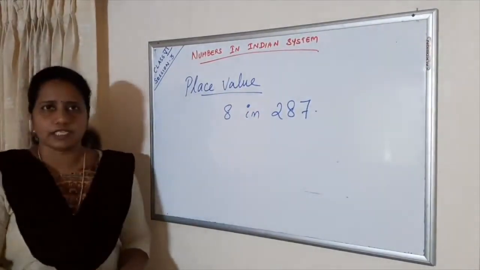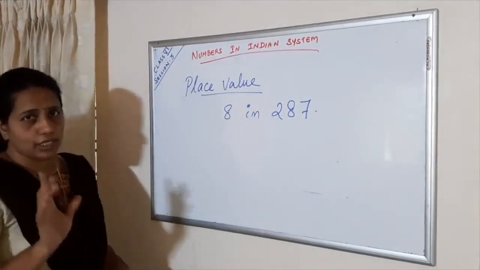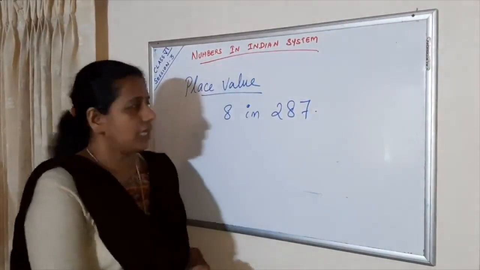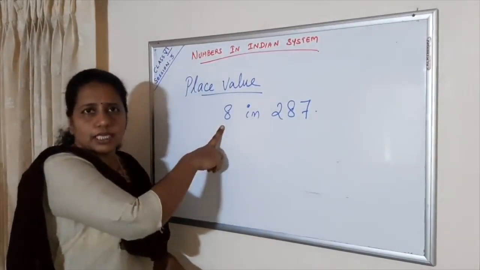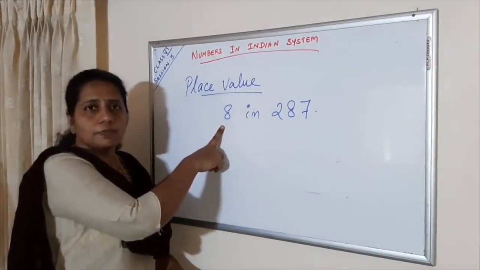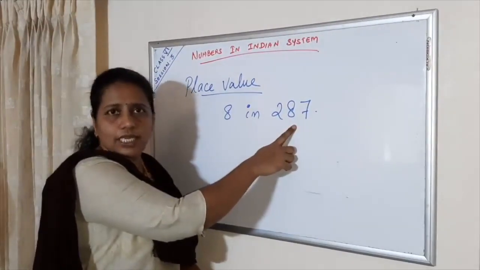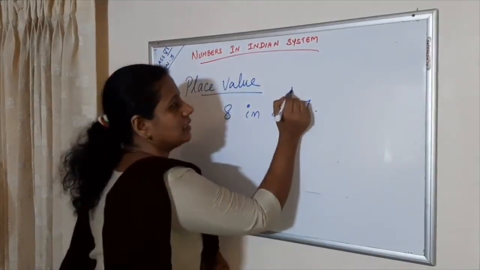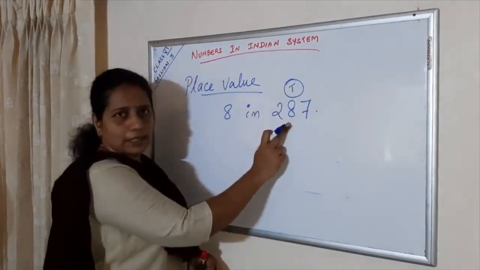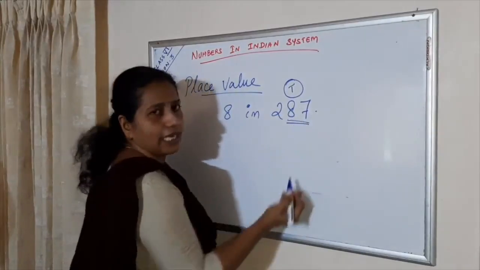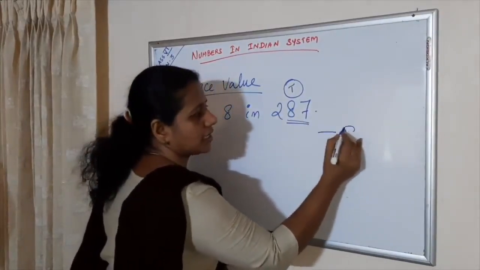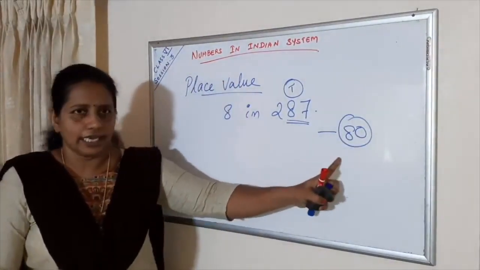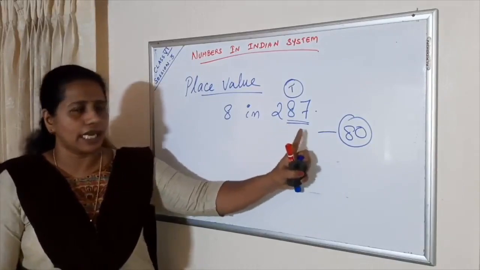What is place value? Place value, I told you, is the position of the given number. Okay, so tell me, 8 is in which position? It is in the second position, and you know that the second position is tens. So 8 is in the tens place. So we can write the place value of 8 as 80. Clear?